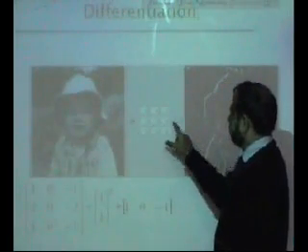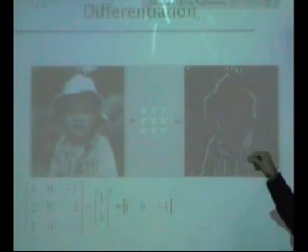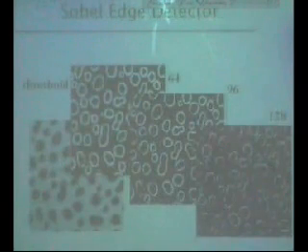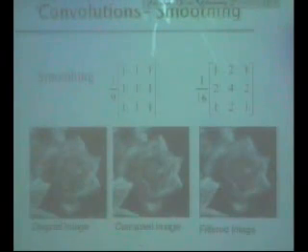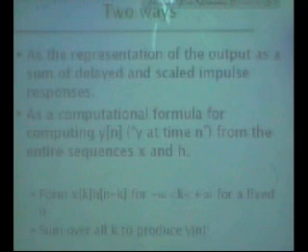1 0 minus 1, 2 0 minus 2, 1 0 minus 1 will do this to your image. It'll just give you all the edges. So if this is desired, you apply this mask. And how you come up with this mask is not an easy science. It just requires some understanding. So these are the edges. This is smoothing, removing the noise from the image. This is again extracting edges.